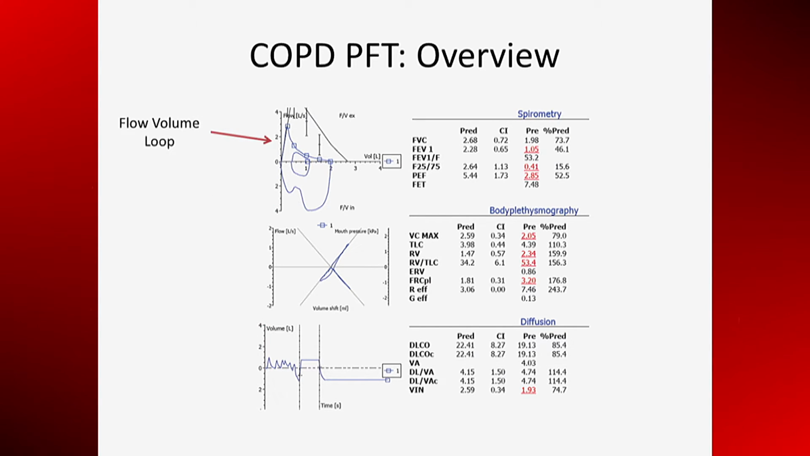The first item is the flow volume loop. Its shape is significantly different from the normal study we saw in Lecture 1. We will discuss this in greater detail during the next slide. The second item is the spirometry. The flow rates are abnormal in a pattern consistent with airflow obstruction. The third item contains the lung volumes. These volumes are abnormal in a pattern consistent with airflow obstruction. The final item is the diffusion capacity.